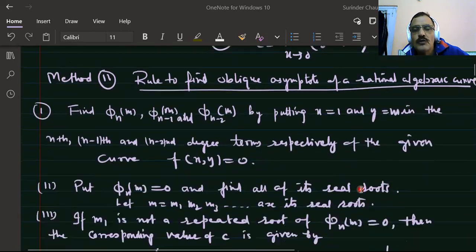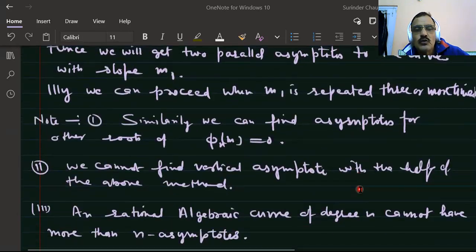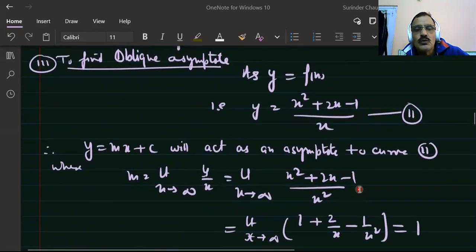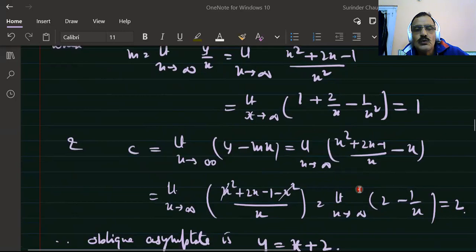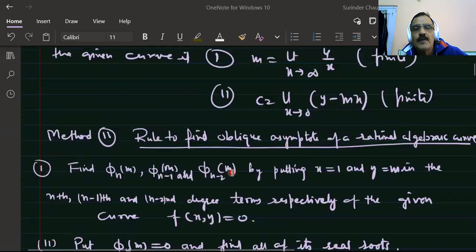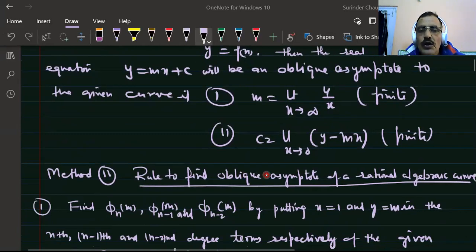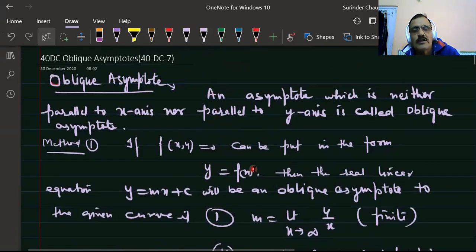Is it x approaches 0 or x approaches infinity? Not 0 but infinity. x approaches infinity of y minus mx. Put the value of y and m and c here. This is the oblique asymptote to the rational algebraic curve y equal to f of x.